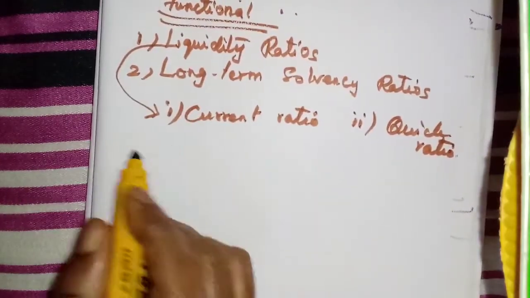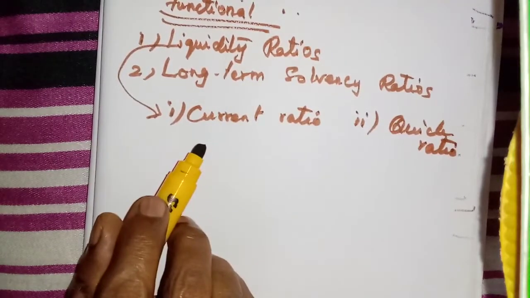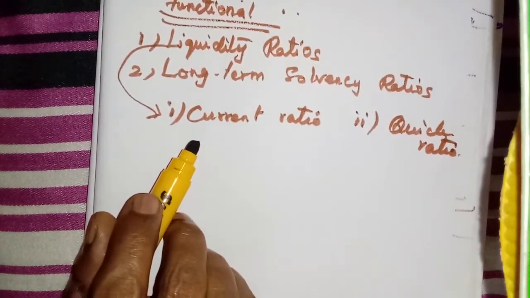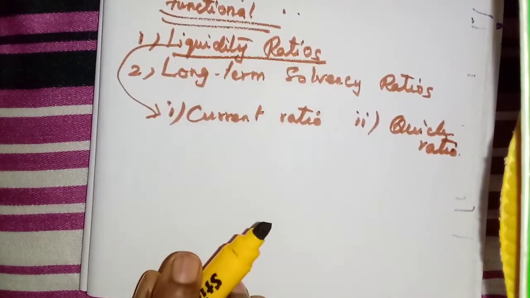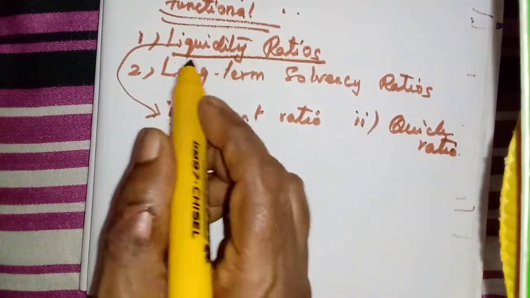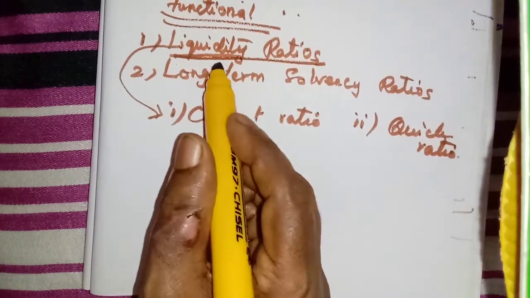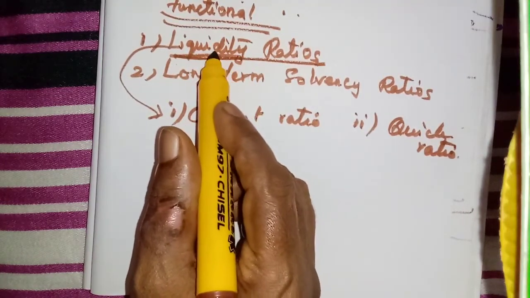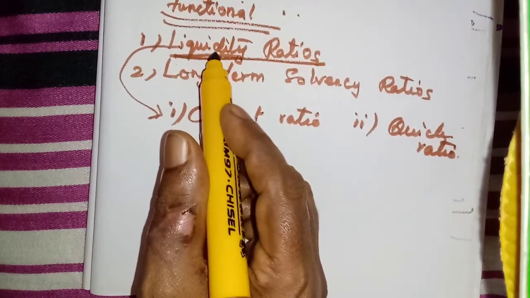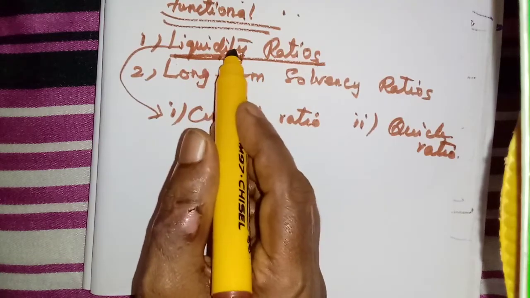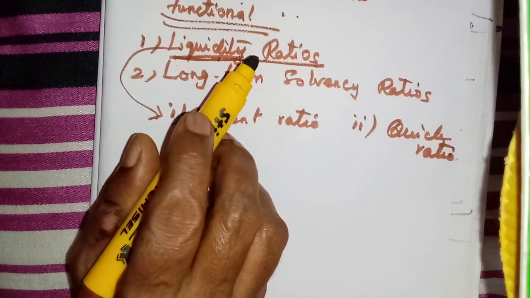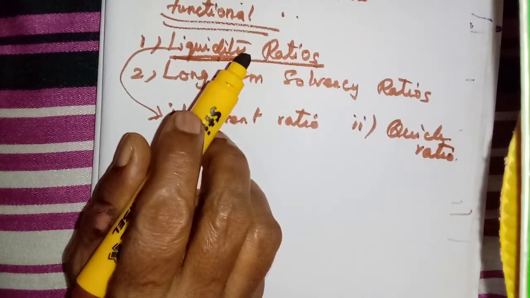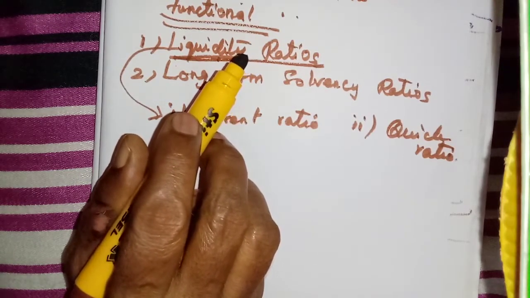Here, this current ratio. What is current ratio? We will learn. First, we will learn the meaning of liquidity ratios. Here, the liquidity ratio means, first you should know the meaning of liquidity. In commerce, we have learned that it means the capability of being converted into cash or cash equivalent, easily.